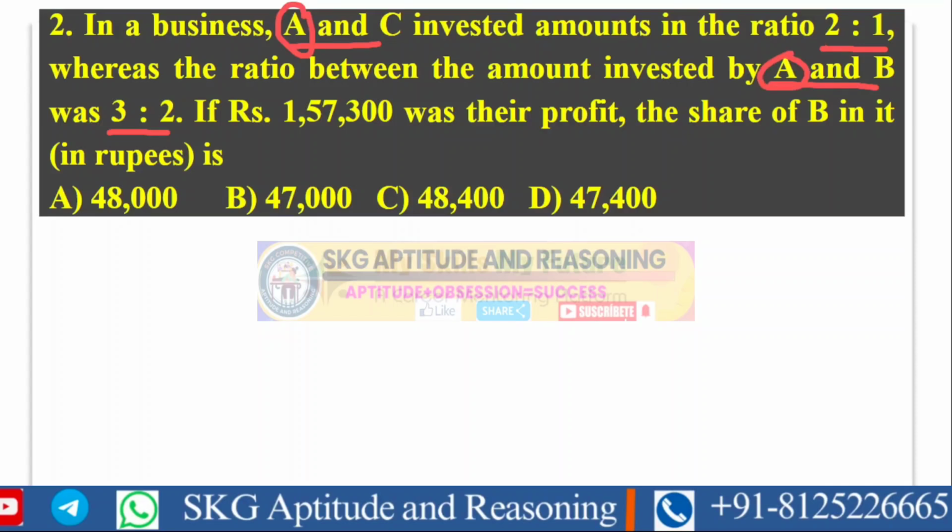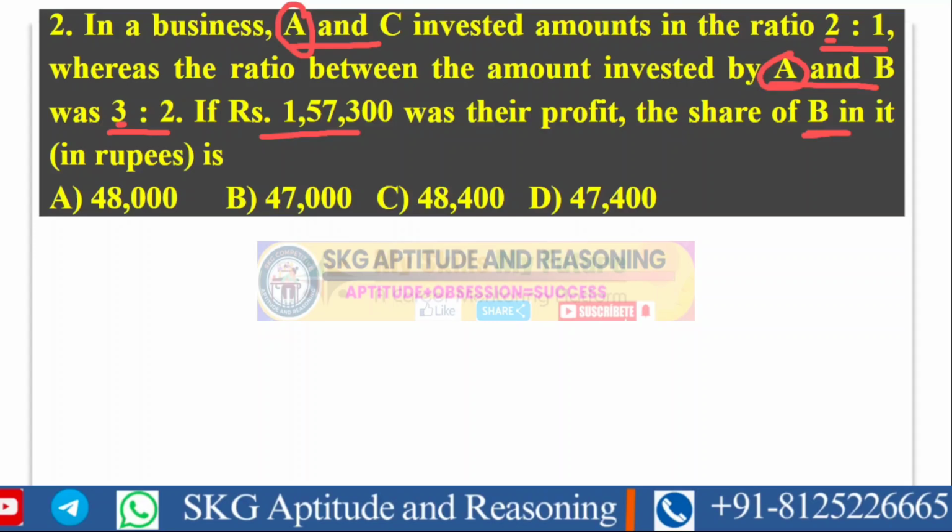In the first ratio, A is of 2 parts. In the second ratio, A is of 3 parts. But we need to make A the same in both the ratios. Now, what is the question asking? They are getting a total profit of 1,57,300, and it is asking us to find the B share, or the profit of B.